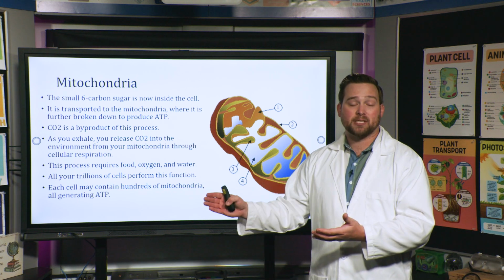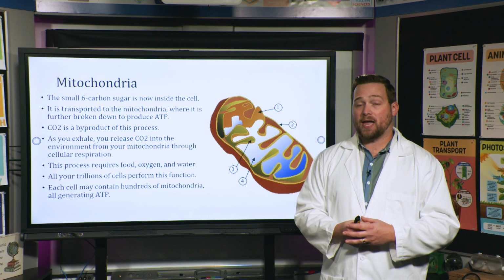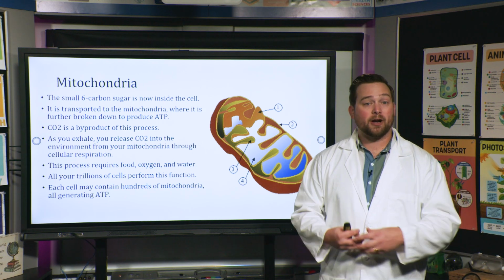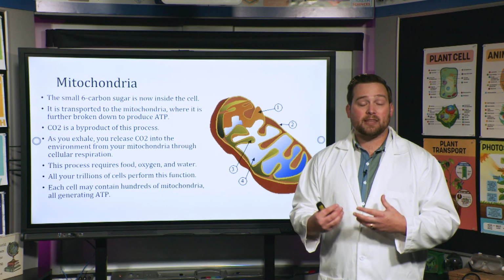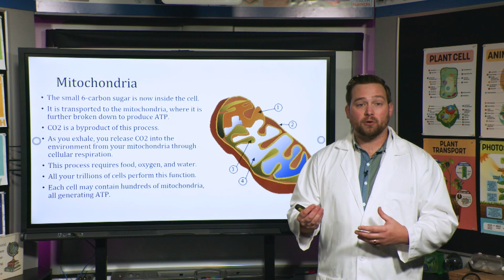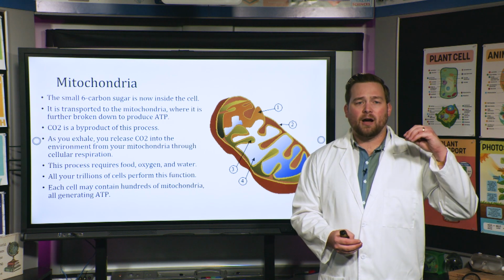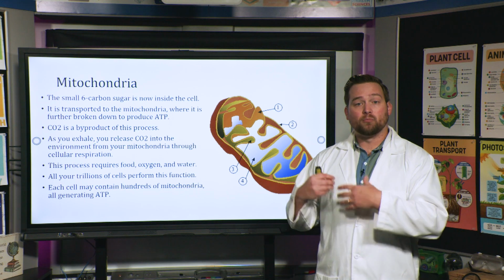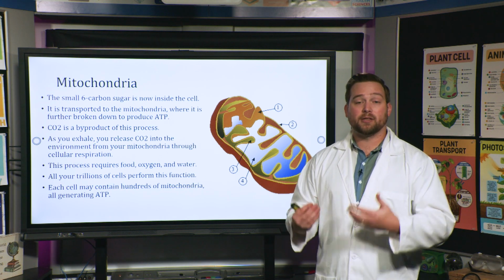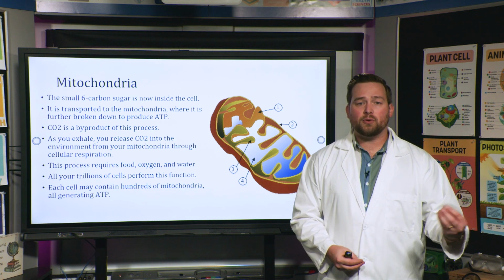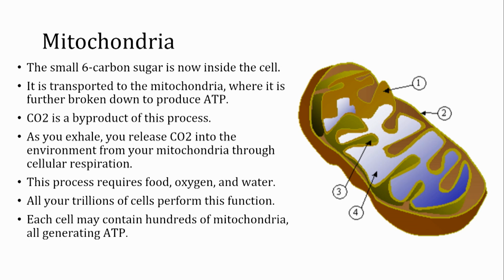So there's a lot of steps that have to happen for your body to really take advantage of this sugar. So what's happening in the mitochondria? Well, remember that the mitochondria is an organelle. They're inside of all of your cells. We're going to take that glucose and break it down even further. Here's a step-by-step process of what's going on. There's going to be CO2 released from this cellular respiration. That's the carbon dioxide that you exhale. This process requires food, oxygen, and water, and all of your trillions of cells perform this function. Each cell may contain hundreds of mitochondria, all generating ATP.